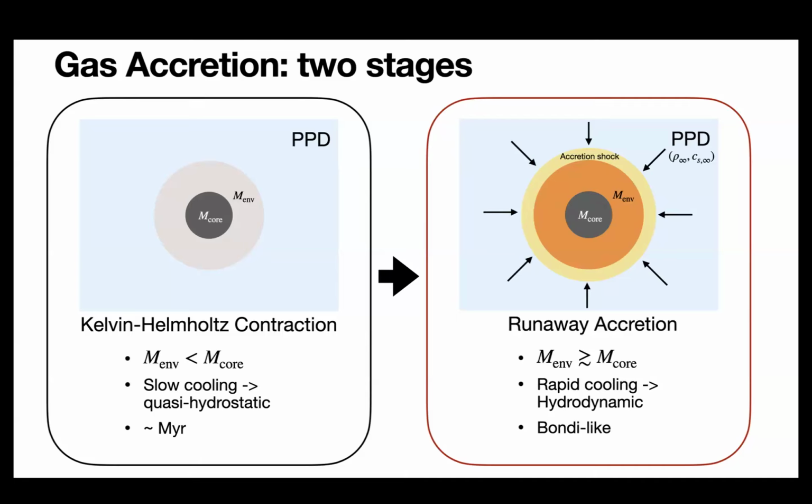Eventually, the mass of the envelope becomes enough to exceed the mass of the core, and then we enter the stage of rapid cooling and hydrodynamic runaway accretion. In this stage, the accretion is somewhat Bondi-like. You just have material free-falling onto your planet, and producing an accretion shock where it hits the planetary surface. And this phase of runaway accretion is the predominant phase that I'll be concerned with today.